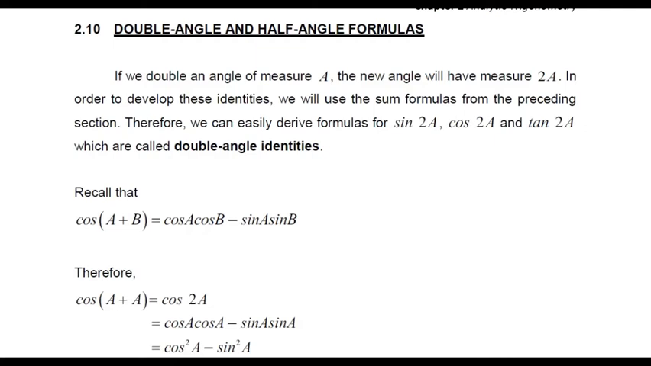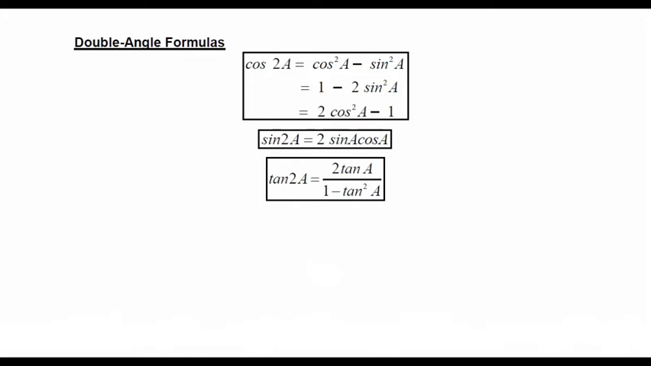In the previous section, we looked at the sum and difference formulas for cosine, sine and tangent. Now we will look at the double angle and half angle formulas. We have a double angle formula for cos 2a, sine 2a and also tangent 2a.